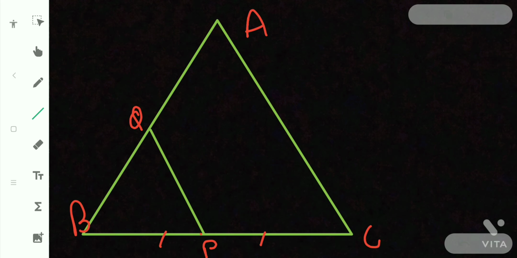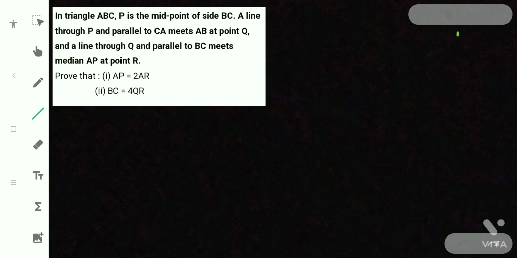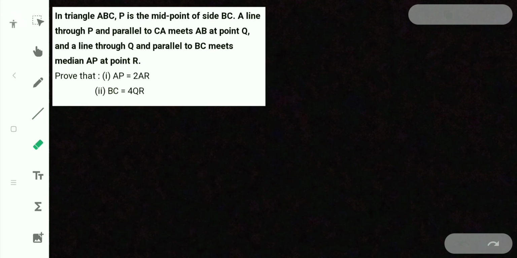So again a line from here, and it is parallel to BC, meets median AP at point R. Meets median AP. I hope you know what it is. Median is nothing but a line that is bisecting the side into two equal parts. That is called a median.